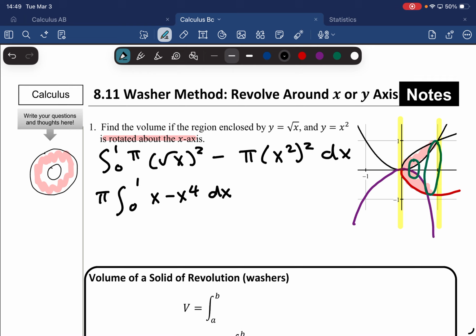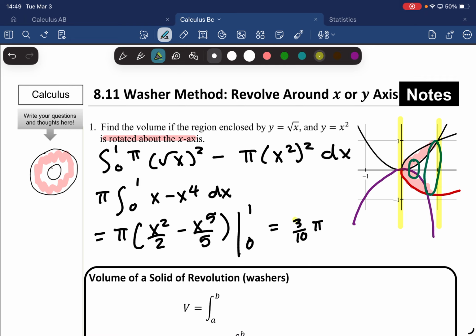And then from here, if I'm going to integrate, I have pi times x squared over 2, the integral of x, minus x to the 5th over 5, the integral of x to the 4th, evaluated from 0 to 1. You would plug in 1, then you would plug in 0. Magic of algebra, you get 3/10 pi.